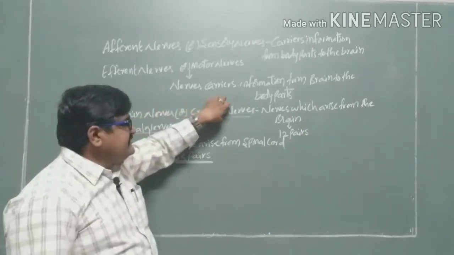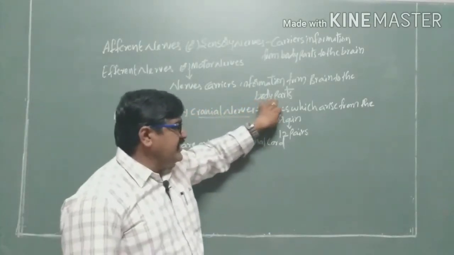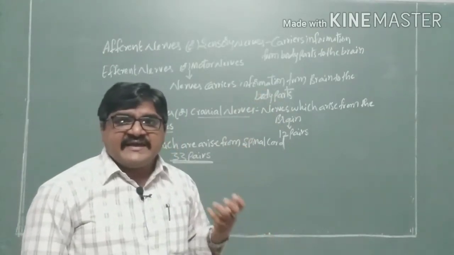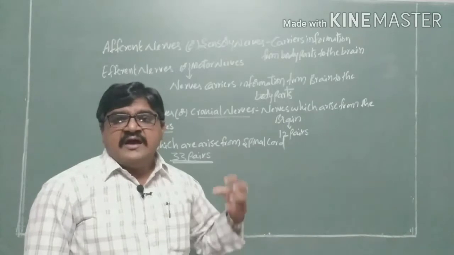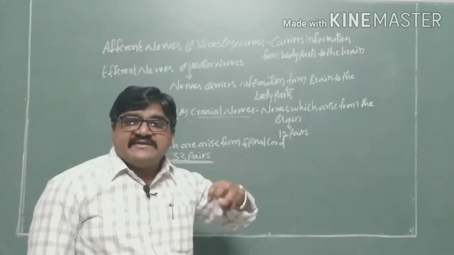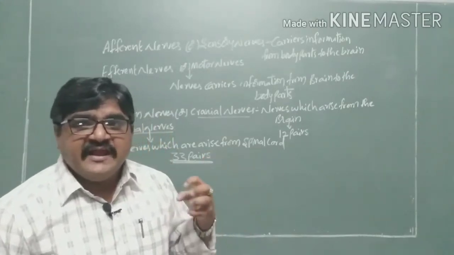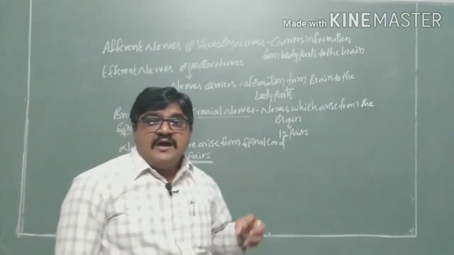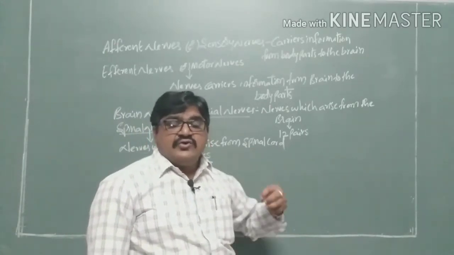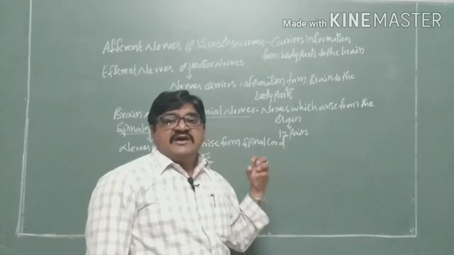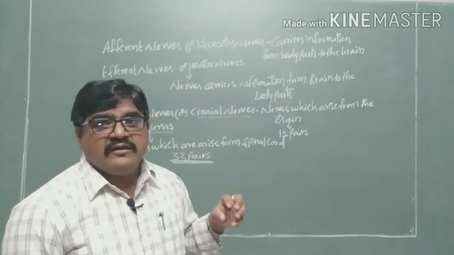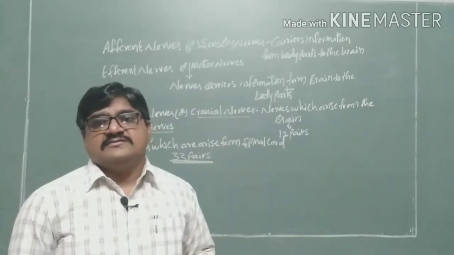The nerves which arise from the brain are called cranial nerves. Why? Cranium means brain: the brain is protected by a specialized box that is called the cranium. Due to the presence of the cranial box, the brain is also called the cranium, or otherwise we can call it craniata also.